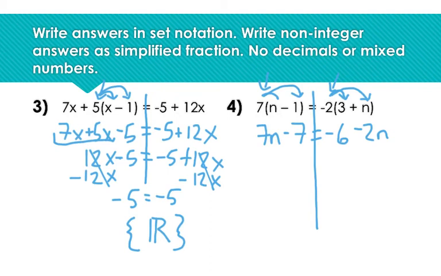So here we're going to get the variable to the same side. So I'm going to add two n's to both sides of our equation.